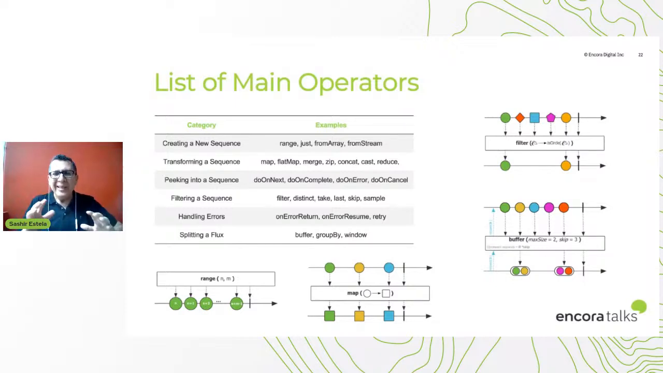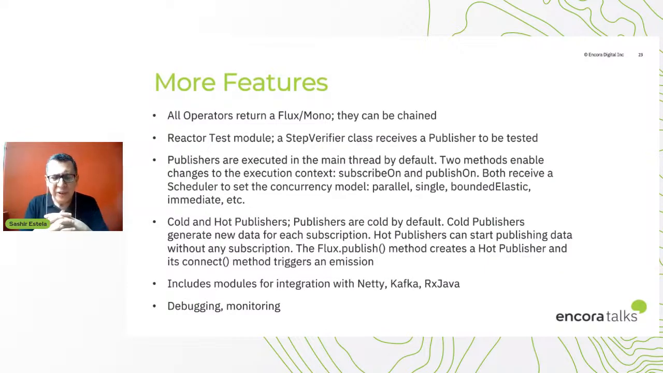Okay, some examples of operators that we can use in order to handle reactive programming. In fact, all the logic in reactive programming should be handled using operators. More features of Project Reactor. Well, every operator returns a Flux or Mono, a publisher object, so they can be chained.